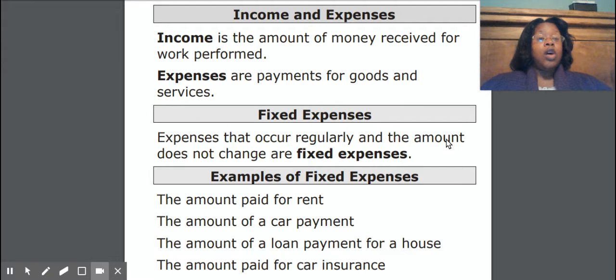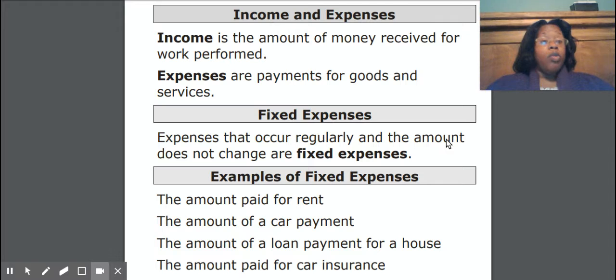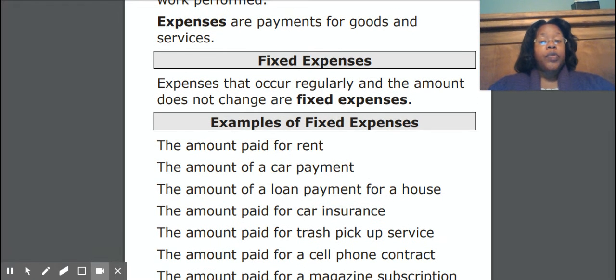One expense is called a fixed expense. That's an expense that occurs regularly, and the amount does not change from week to week or month to month. And those are called fixed expenses. So here's some examples of fixed expenses. Examples of fixed expenses would be the amount of money paid for rent, the amount of a car payment, the amount of a loan payment for a house.